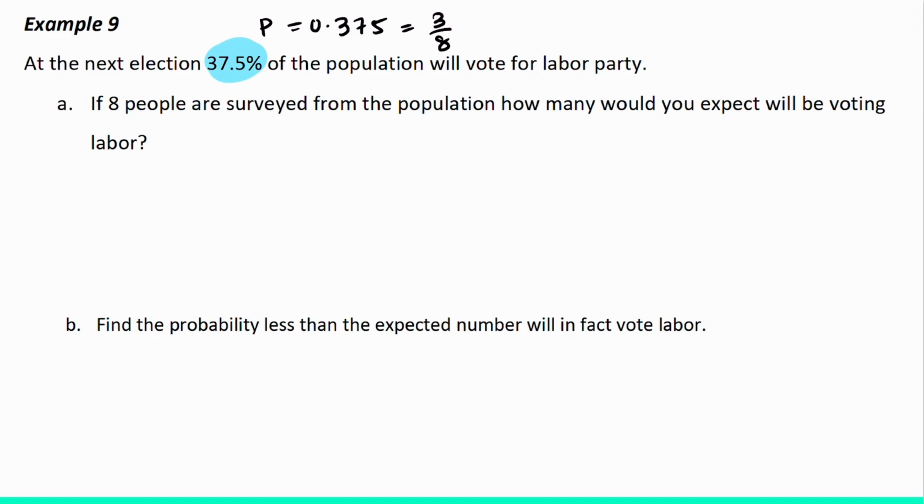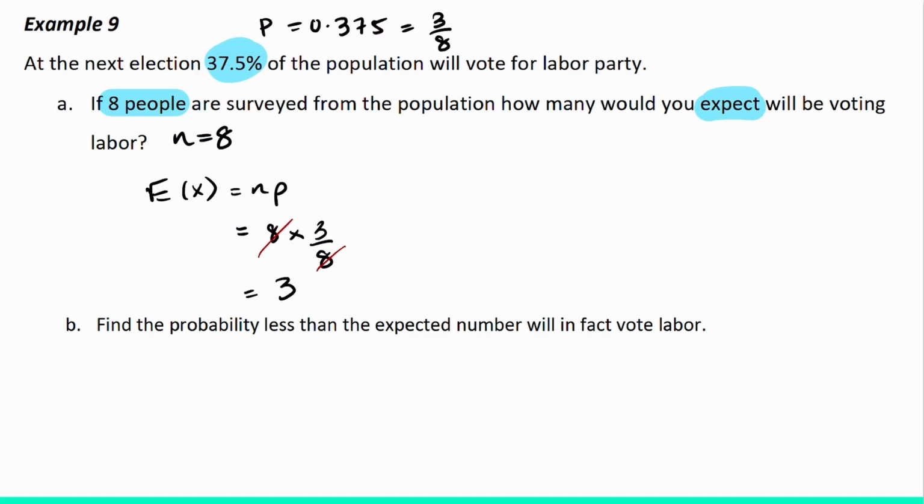If 8 people are surveyed from the population, how many would you expect to be voting Labor? So here the number of trials, n, is going to be equal to 8. And it's asking me for how many people I would expect to be voting Labor, so it's asking me for the expected value, which I know is equal to n times p. So the number of trials is 8, and the probability of success is 3 on 8. And then I can cancel out. Now, of course, if you did not recognize that it is 3 on 8, that's totally fine. You can just use your calculator and you'll get the exact same number. I just wanted to change it to 3 on 8 because I know that I can cancel out like that.